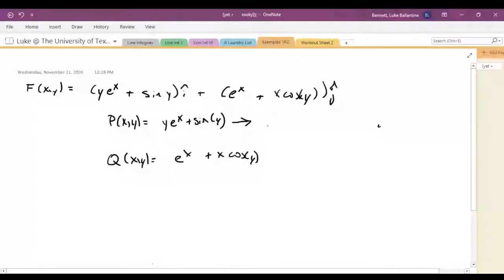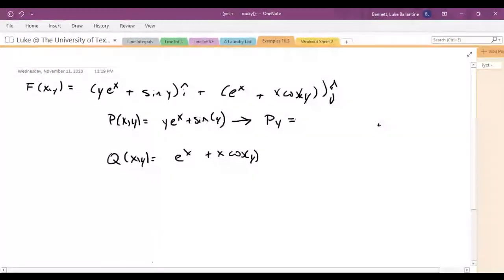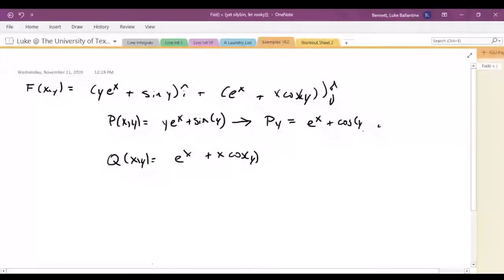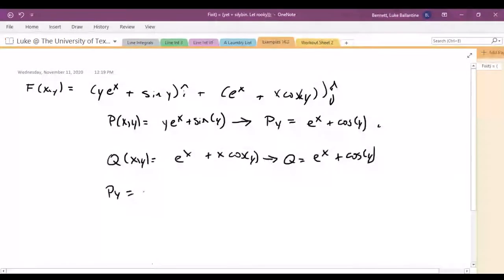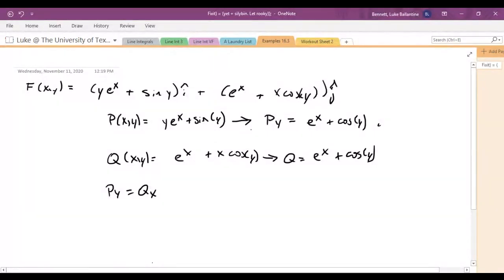Okay, what is P sub y? P sub y is cosine of y. What is Q_x? Q_x is e to the x plus cosine y. Notice that P_y is equal to Q_x. So it's conservative. This is a conservative vector field.